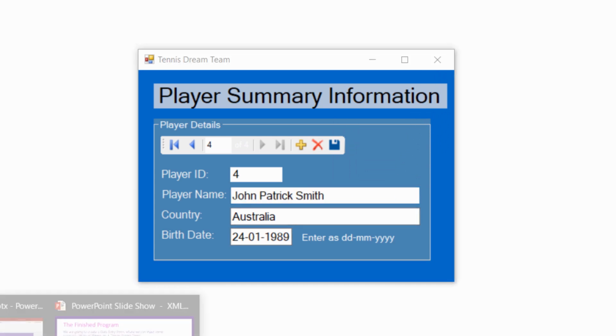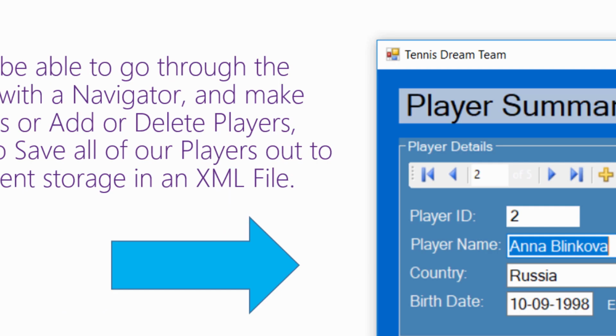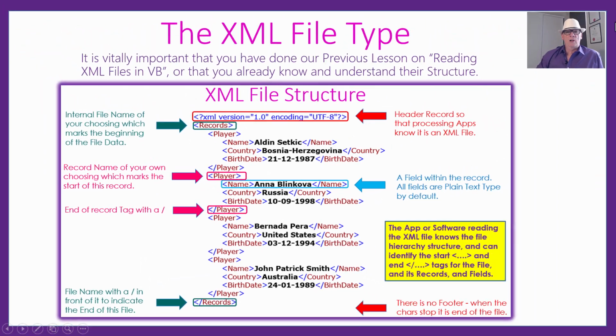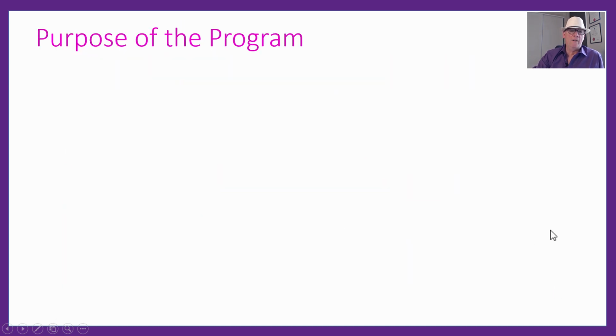So that's pretty much it for the finished program. As for XML file types, go back to our previous lesson where we spoke about this, but here's a very quick review. We basically have records, and you can see this has the tennis players in it. It has tags, these things here, which say what each field is. We've just got name, country, and birth date for each person. And we've got four of them in our file.